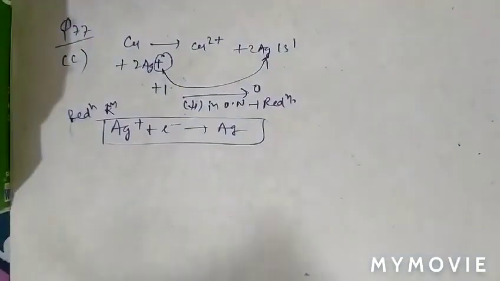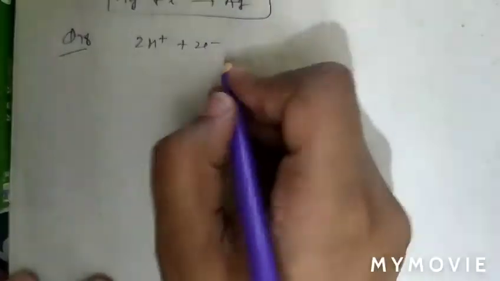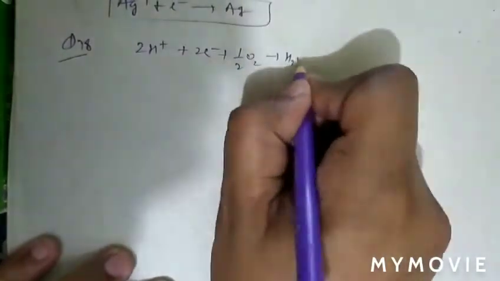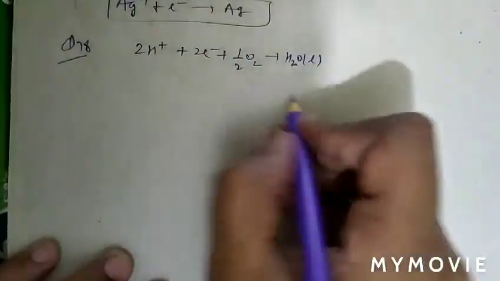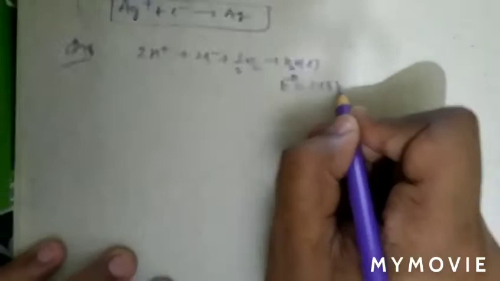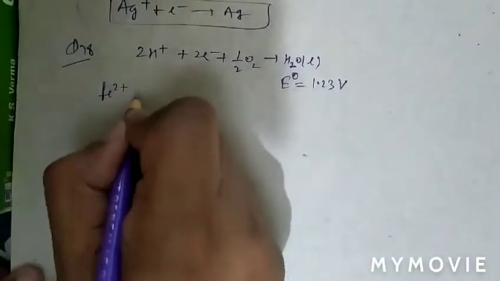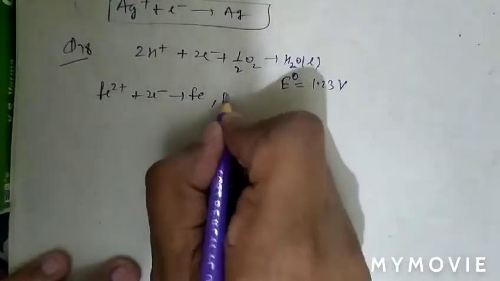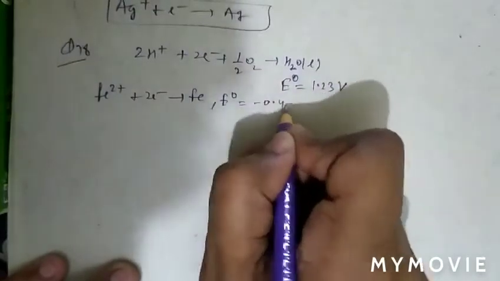See question number 78. In question number 78, again an interesting question, rusting of iron takes place. The reaction given is 2H plus gains 2 electrons, which is a reduction reaction, plus half O2 gives water in liquid state, and the E naught value is given, plus 1.23 volt. Also, when Fe2 plus gains 2 electrons and changes into Fe, the E naught value is given as minus 0.44 volt.